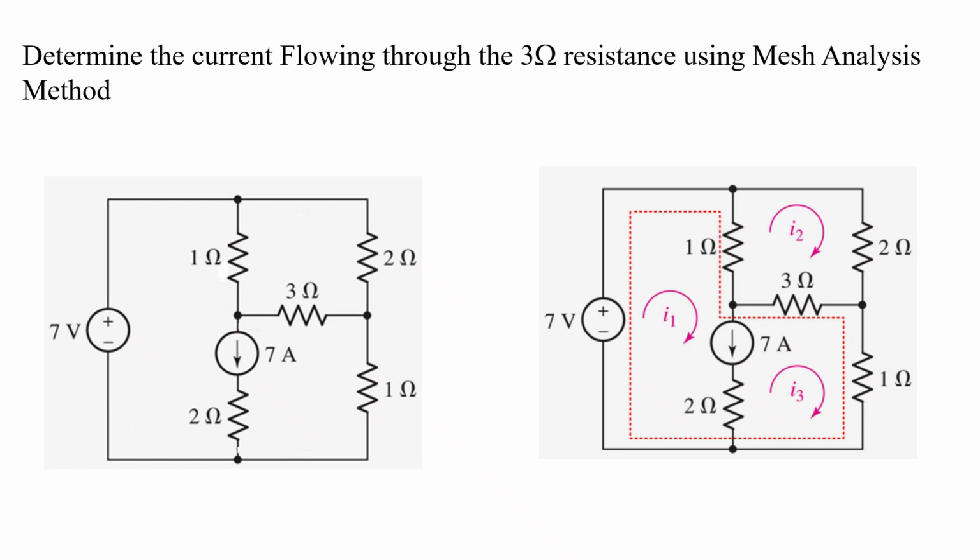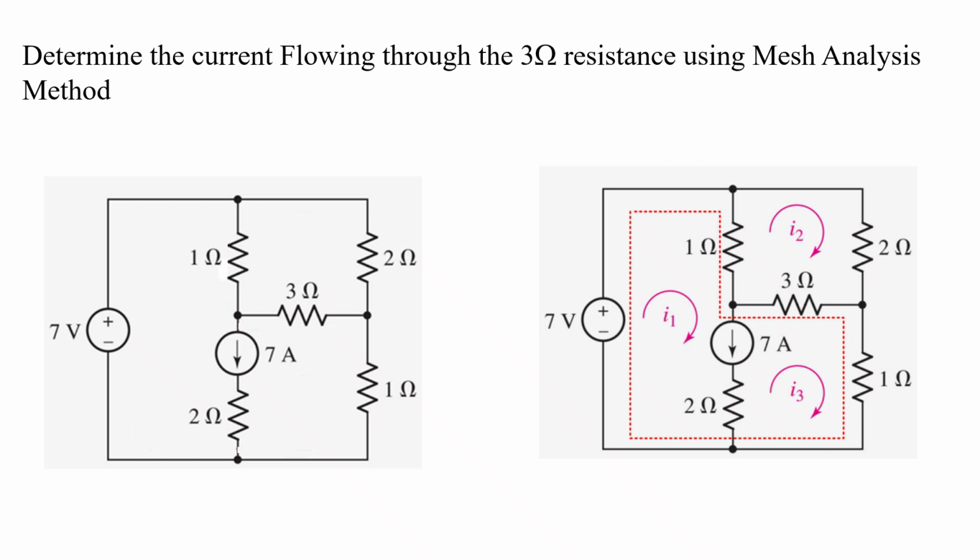So in this question they asked to find out the current flowing through the 3 ohm resistance using mesh analysis. In the ordinary mesh analysis method, this problem is difficult to find out. So we can apply super mesh. On the right hand side, the modified diagram is given. You can see, as per the original circuit, we have 3 loops.